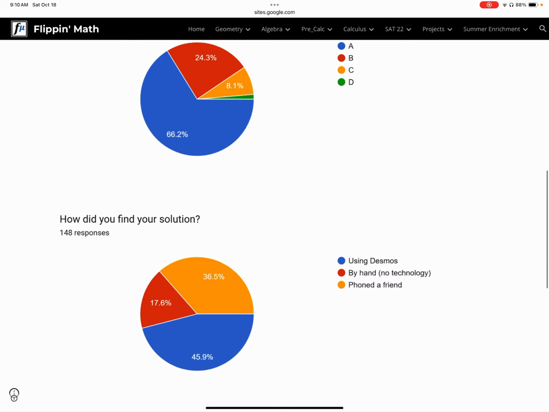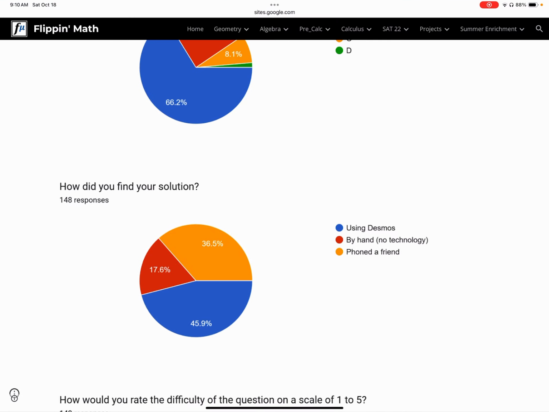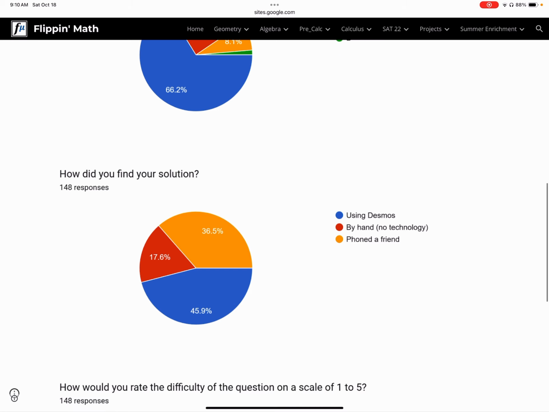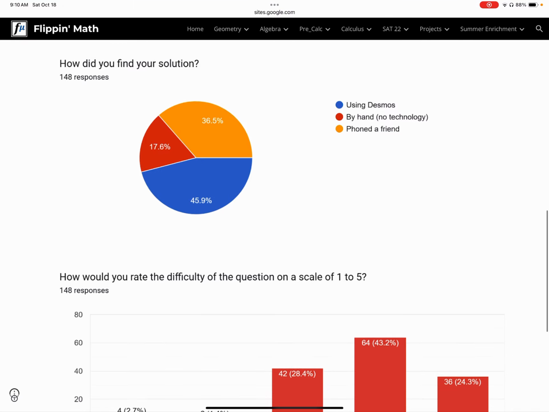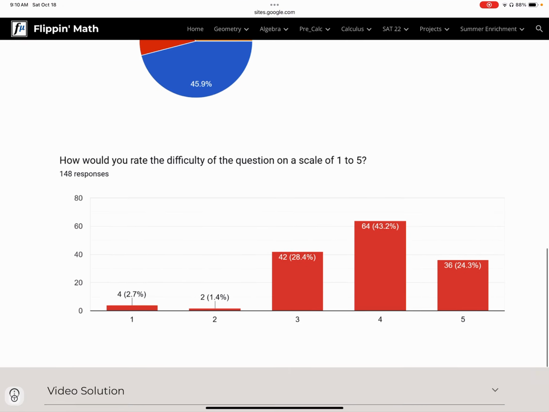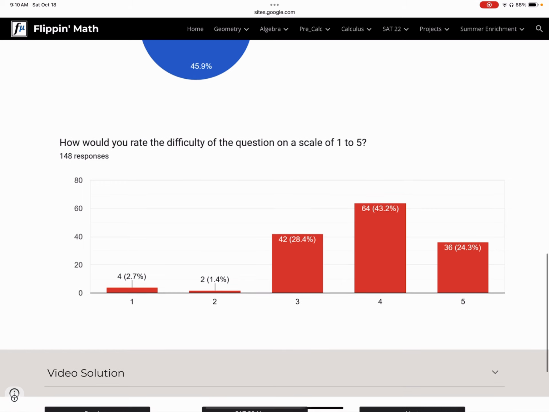And how did we answer this? It was mostly by Desmos, with phoned a friend coming in second place. So almost half, about 46%, said, hey, we used Desmos to get our answer. Pretty common here. And we thought this was a pretty tough question, centered on 4. Let's take a look at the solution.